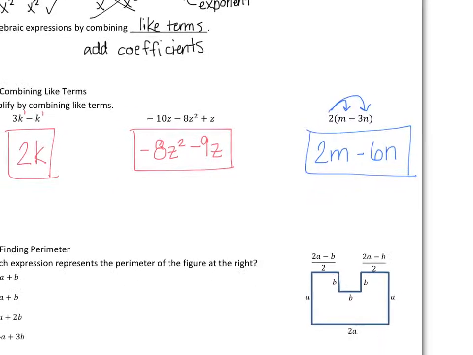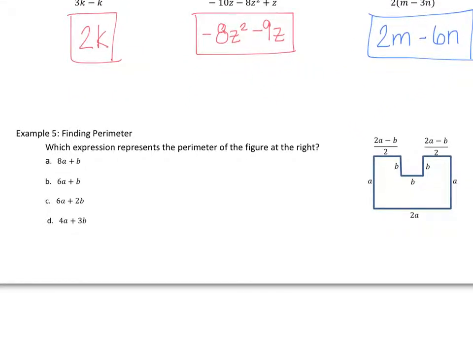Okay. One last problem. Which expression represents the perimeter of the figure at the right? What's perimeter? All the way around. The distance all the way around. So let's just kind of break it down by the different lengths. For (2a minus b) over 2, how many of those do we have? 2. Okay, what about b? How many of those do we have? 3. For a, we've got 2, and for 2a, there's just one of them.